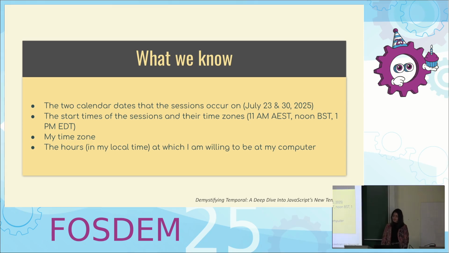We have the two calendar dates that the sessions occur on, July 23rd and 30th, and the start time of the sessions and their time zones: 11 a.m. AEST, which is Australian Eastern Standard Time, noon BST, that is British Summer Time, and 1 p.m. EDT, which is Eastern Daylight Time. We have my time zone and the hours in my local time at which I'm willing to be at my computer. Normally for calculating the time of a conference in my time zone, I would just type the time in my browser and hope that it tells me the right answer. But let's see how we do it using Temporal.